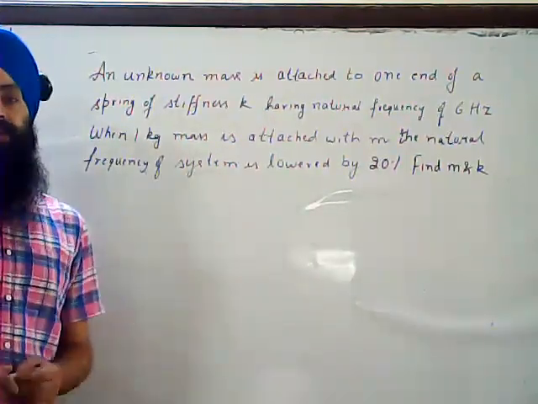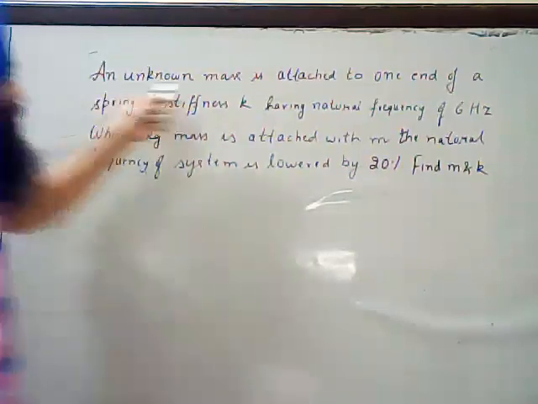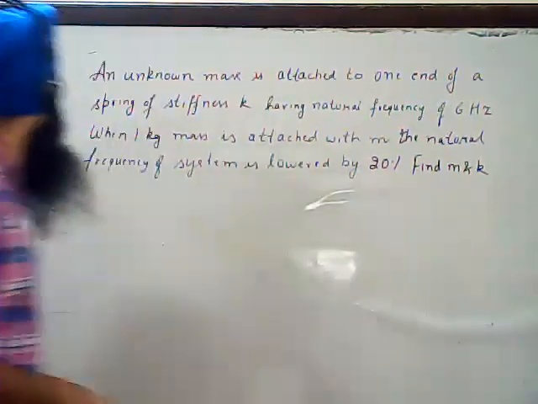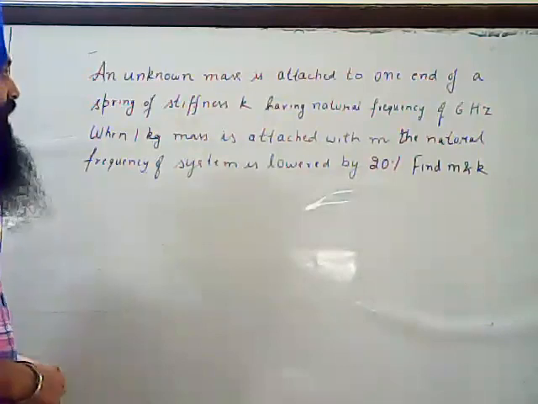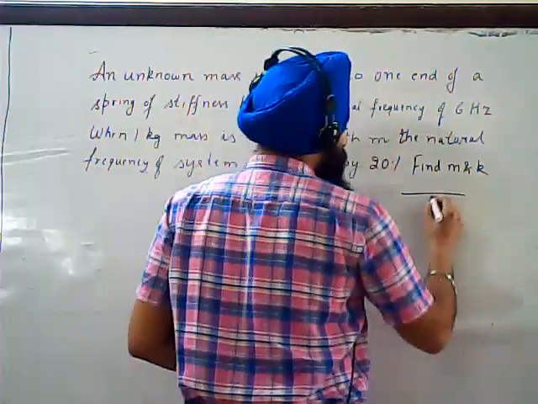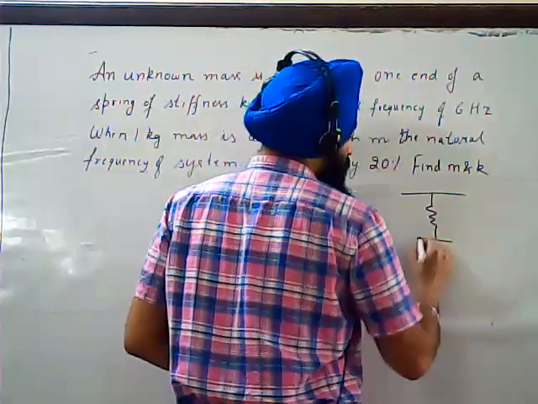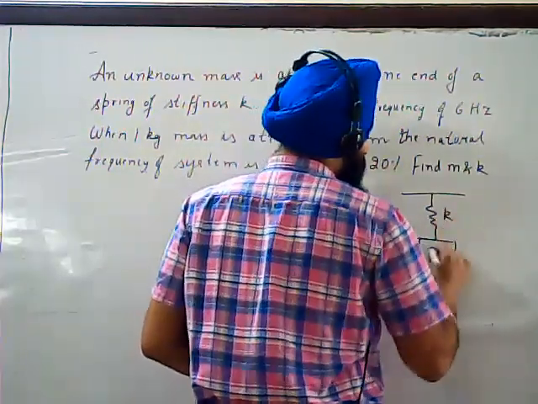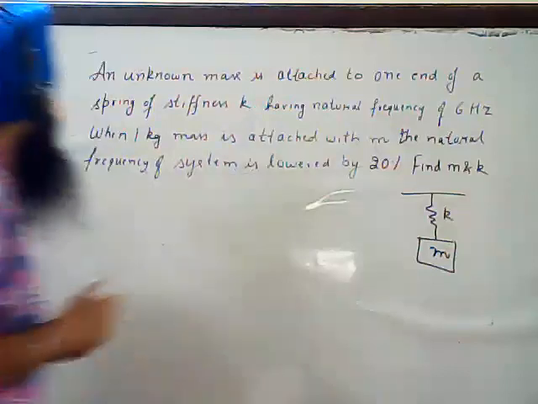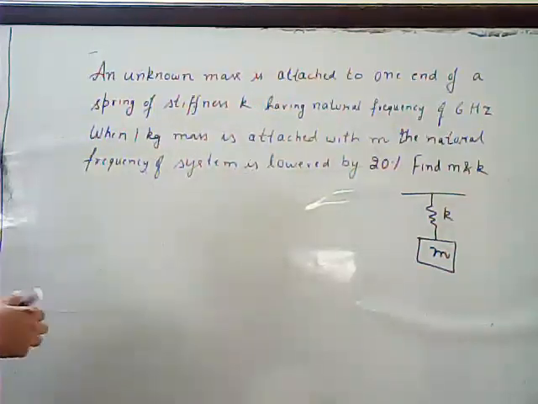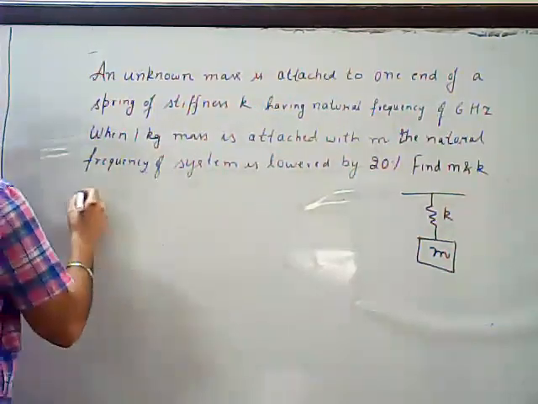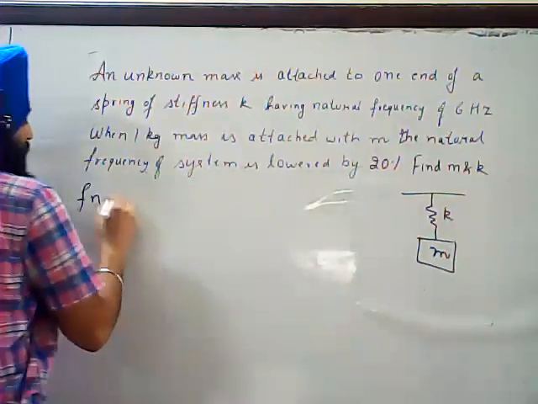Okay, the second numerical is an unknown mass is attached to one end of a spring of stiffness K having natural frequency of 6 Hz. So this will be a spring mass system. Its stiffness will be K and mass will be M. So the natural frequency of the system is 6 Hz. The value of Fn is 6 Hz.